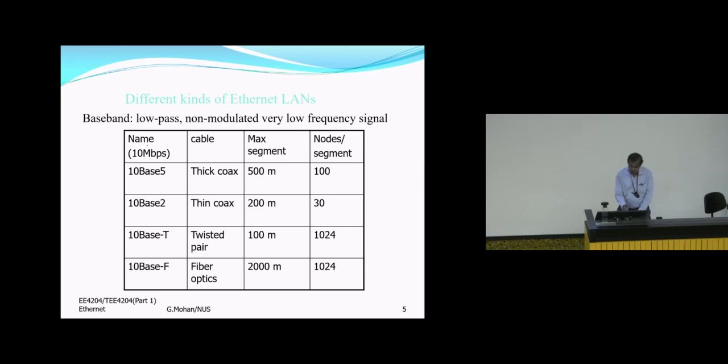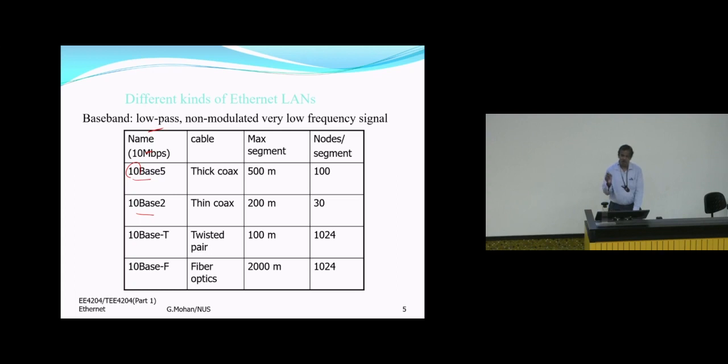The first column shows the name. The very first, that is late 70s or 80s, those days, the first set of traditional Ethernets are called 10-base-5 and 10-base-2. There were 2 types of Ethernet initially popular, 10-base-5 and 10-base-2. So what do you mean by 10-base-5? 10 stands for 10 Mbps.